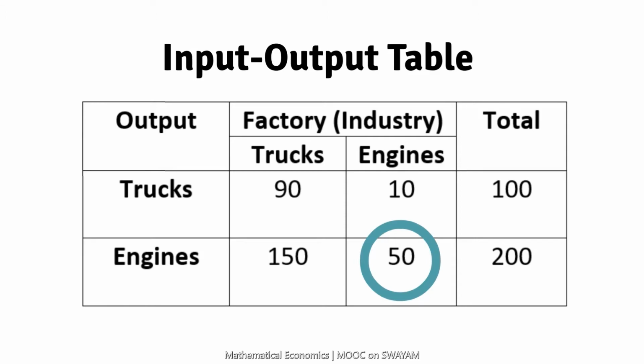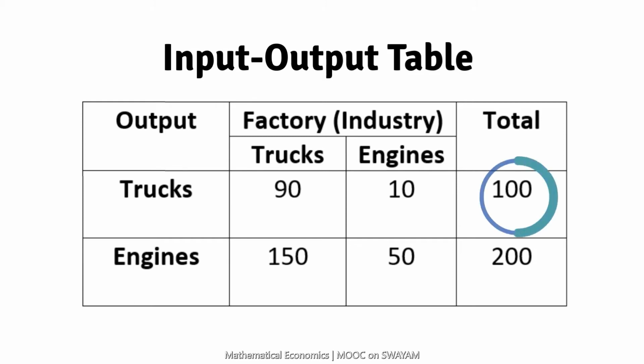Therefore, the total output of trucks and engines should be the sum of all the intermediate demands. That is, for trucks, the total output will be 90 plus 10, that is 100, and for engines, the total output will be 150 plus 50, that is 200.